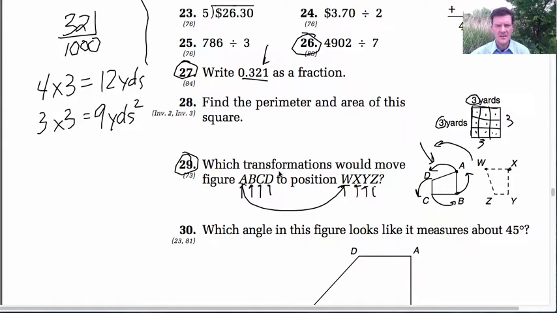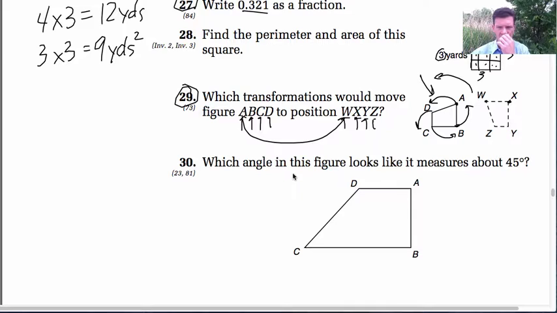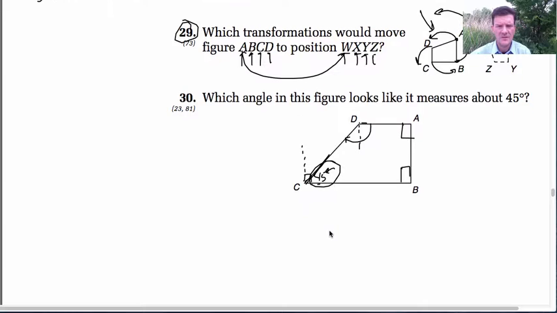Alright, and which angle in this figure looks like it measures about 45? Well, this is 90, that's 90. This is obtuse, meaning it's greater than 90. So your only option here is 45. And if you look, here's your right angle right there, that box. So it looks like it's about half of it. So that angle C, you could even name it angle C, is going to be your 45. Okay?